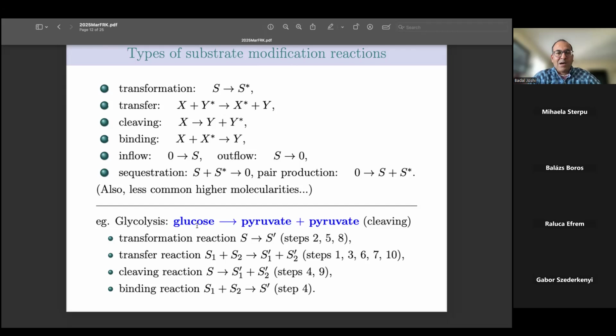Now, if you zoom into glycolysis and look at the standard textbook presentation, it's usually broken down into 10 steps. And each step has many reactions in it. For example, the transformation reaction appears in steps 2, 5, and 8. The transfer reaction appears in steps 1, 3, 6, 7, and 10, and so on. So all of these reactions have one of these types, and all the species fall into one of the types that I showed you in the previous slide. Again, biochemical reactions have a very special character, and that's worth keeping in mind.